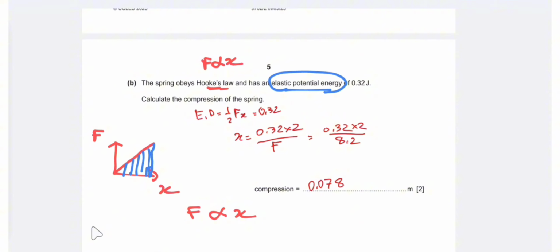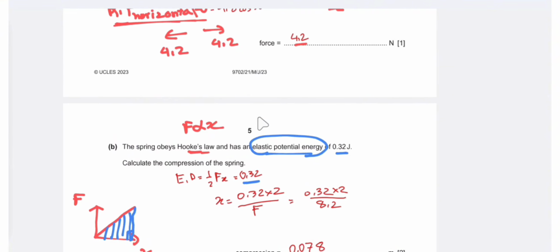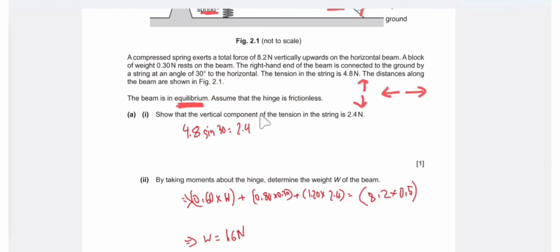So the area of the right angle triangle would be half into base, that is x, and the height is F. So elastic potential energy is equal to half Fx, and we are given the magnitude of elastic potential energy as 0.32. So we know the value of elastic potential energy. So what is the value of force? We need the force exerted by the spring.